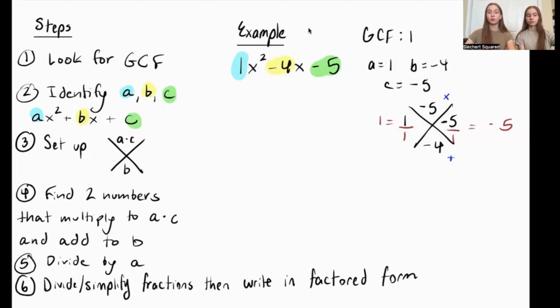So from here, our factored form is going to look like two sets of parentheses being multiplied together.